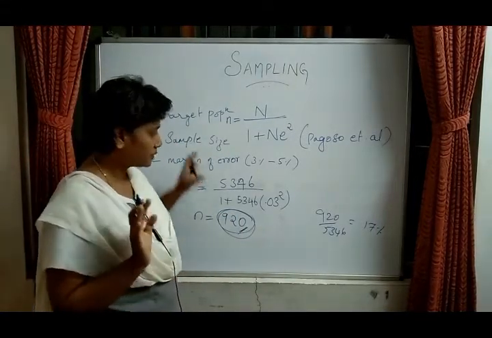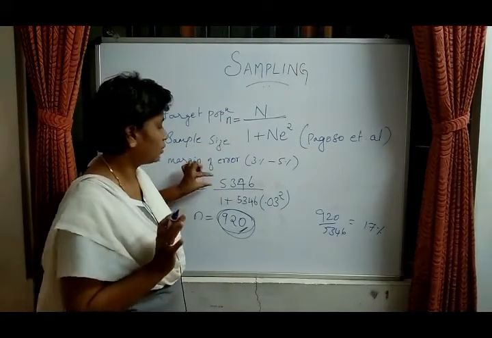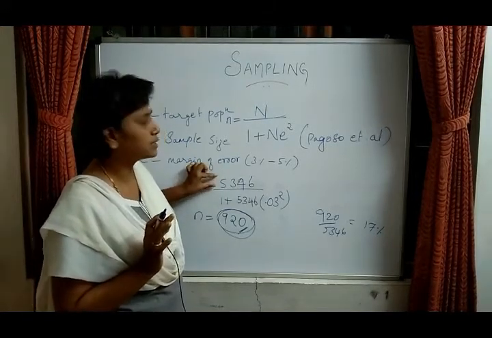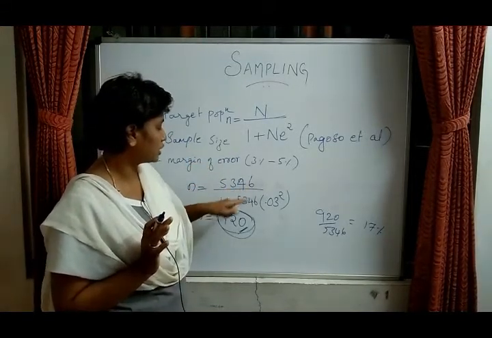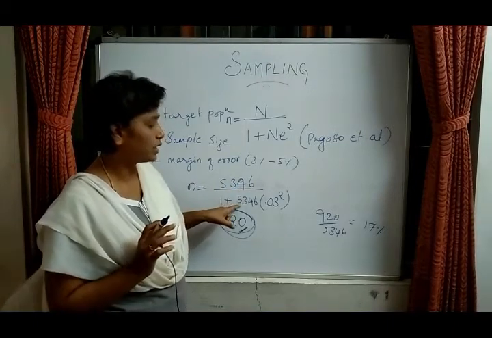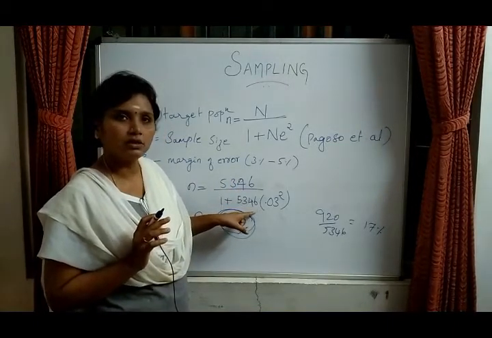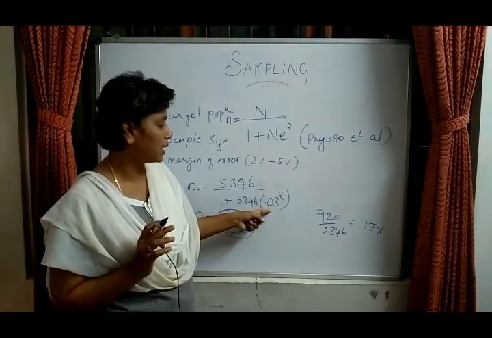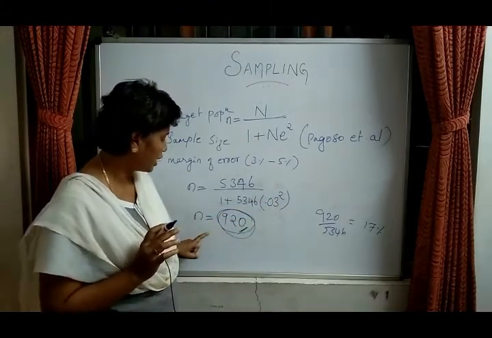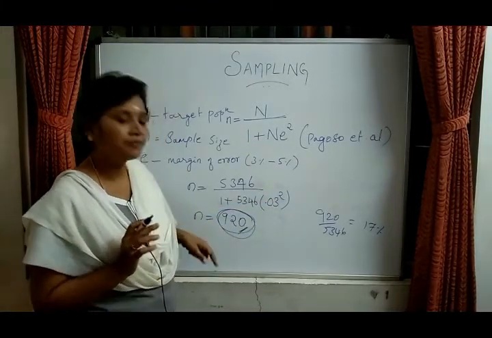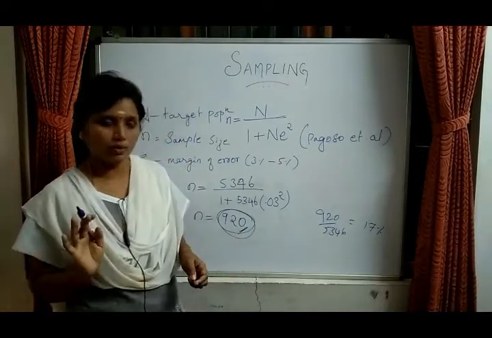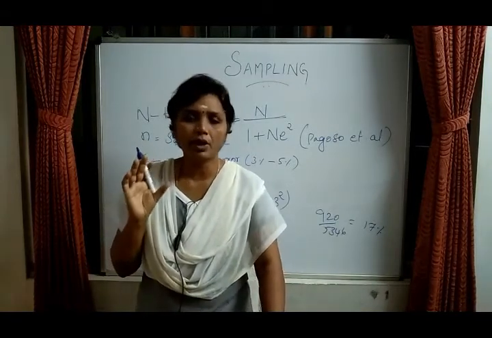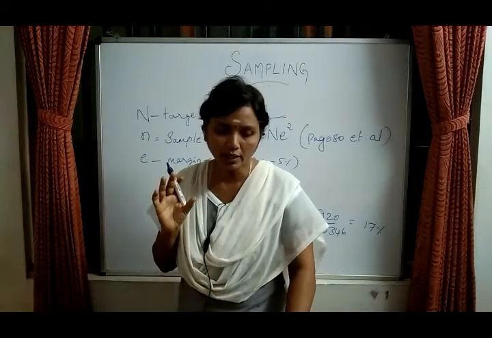Okay, so from the target population, the total population is considered as the target population. Here the target population is capital N, 5346, divided by 1 plus 5346 into 0.03, that is the marginal error, the minimum sampling error, 0.03 squared. So when we are calculating the sample size, it is n equal to 920. Okay, so from the total population, we have to take a sample of 920 people for the study.